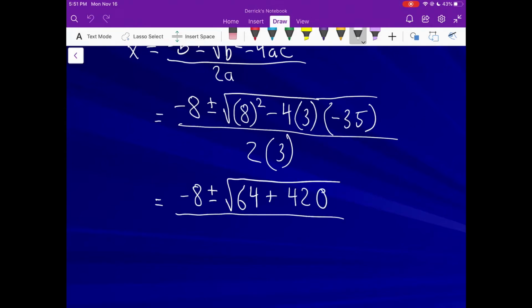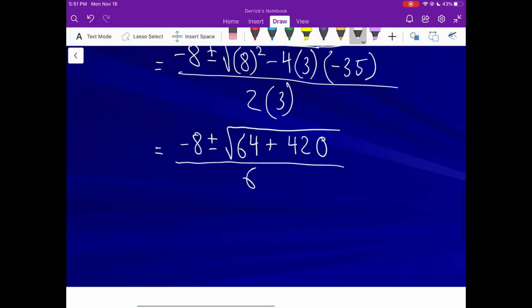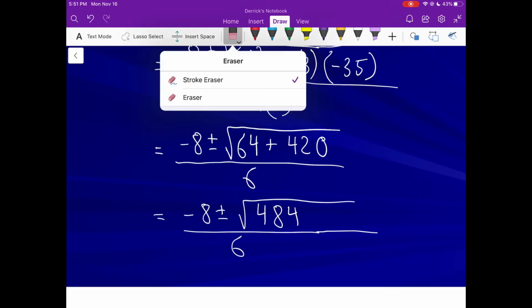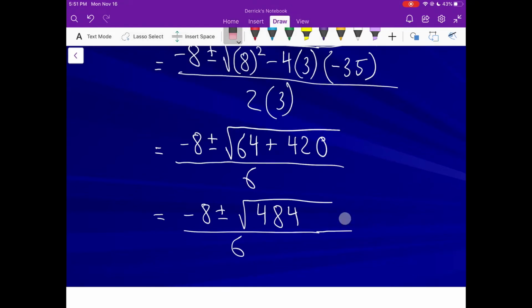2 times 3 in the denominator at the bottom there is 6, so I'll go ahead and do that as well. Next step then, I'm still trying to simplify that square root down to a single number, so I need to take 64 plus 420. If we do that, we get negative 8 plus or minus the square root of 484, all of that being divided by 6.